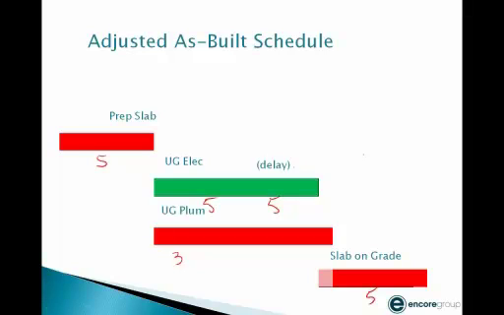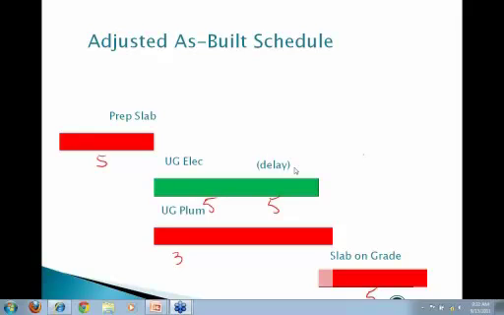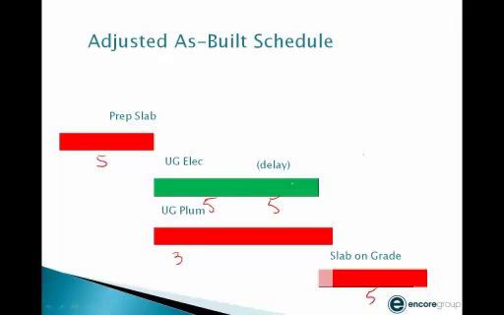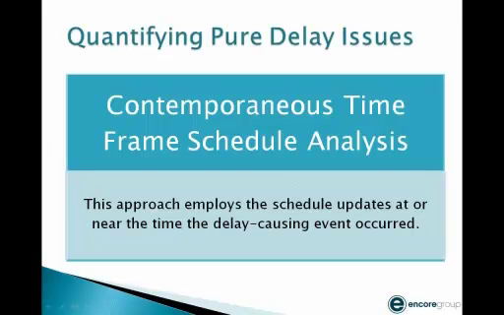If you look at it from an as-built standpoint, going back after the fact, it looks as if the plumber was the one who actually pushed that slab on grade out, and not the electrical delay, because the electrical delay finished a day before the plumber. So those are the kind of issues that you have with an as-built schedule, and that's the weakness of it. The strength is it's got good actual data. The weakness is it doesn't have a critical path, but it does have its value.